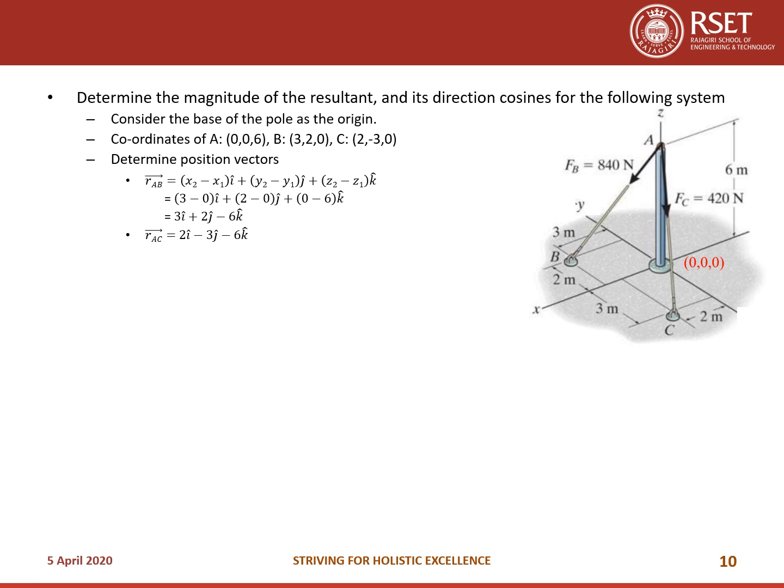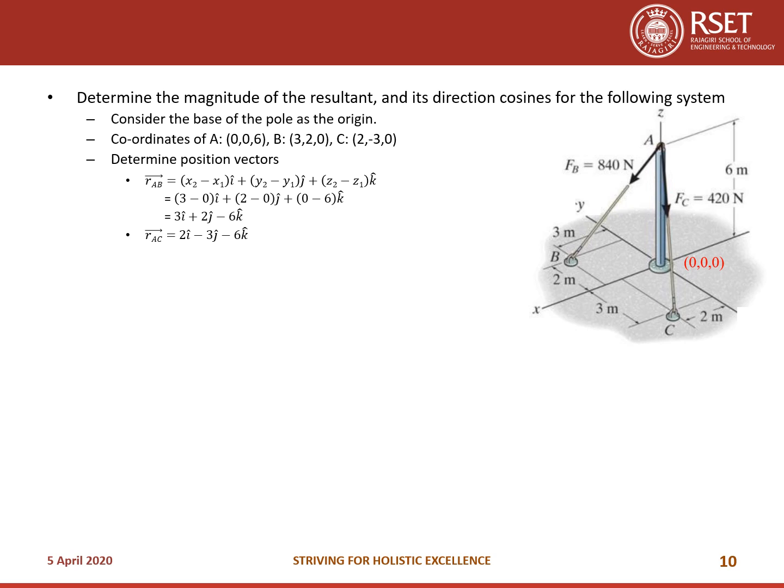So what is RAB? RAB will be the coordinates of B minus the coordinates of A, right? So 3 minus 0 into i plus 2 minus 0 into j plus 0 minus 6 into k, which is 3i plus 2j minus 6k.